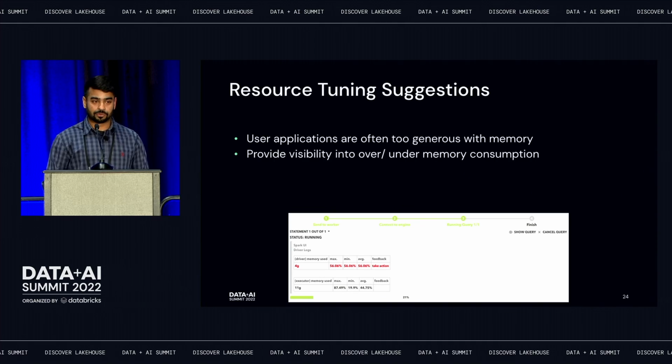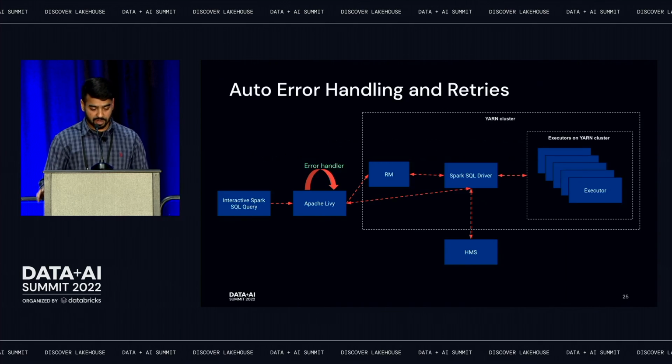We didn't stop there. We thought about that. OK, so we provide these recommendations. We have ways to figure out what recommendations to provide, and we expect that users will handle that. And then for the next requirement, we are planning to automate this. This is a work in progress. We haven't done this so far. For auto error handling and retries, we are planning to add an error handler in Livy itself. This handler would look at known error types and would decide to rerun a query.